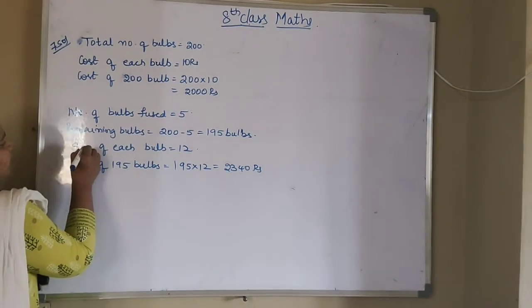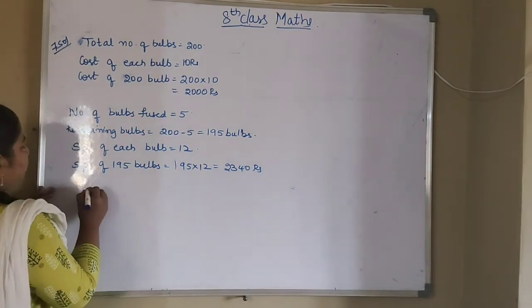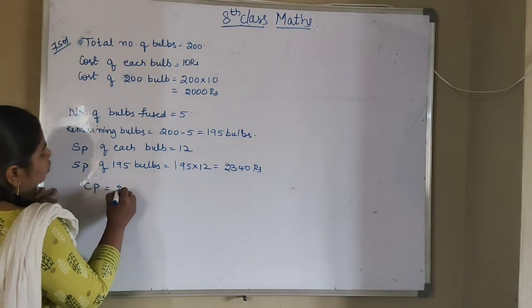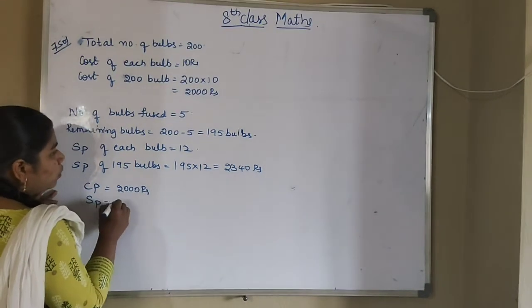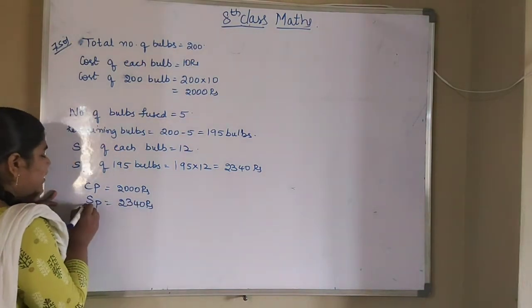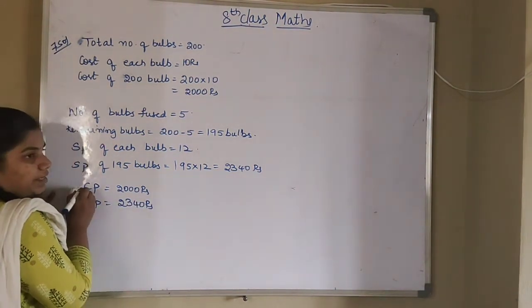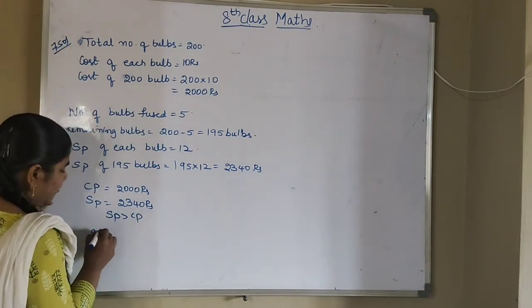Selling price you write here. Selling price of each bulb. Okay. So now what is the cost price? CP is 2000 rupees. That means he bought for 2000 rupees. He sold for 2340 rupees. That means his SP value is greater than CP value. That means he got the gain.